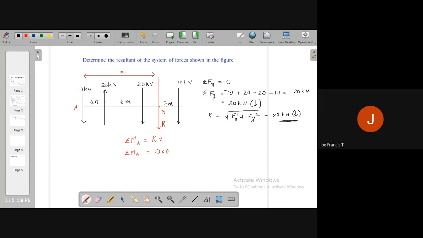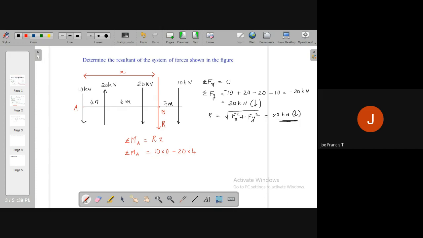You go to the second force, 20. What will be the moment due to 20 kilonewton at A? That will be 20 into its perpendicular distance, which is 4. Now, what is the direction? It will produce an anti-clockwise moment at A. So this will be minus. This is very important. You should understand this. It's minus 20 into 4.